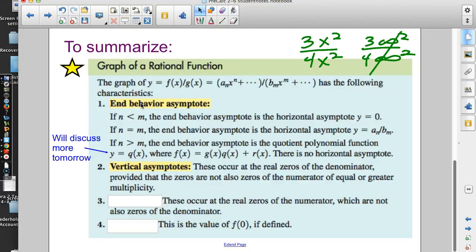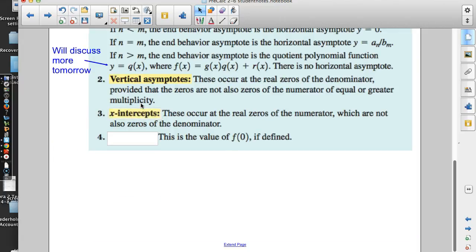And x-intercepts. To find the x-intercepts, what we're doing is we're trying to figure out where would y be 0.